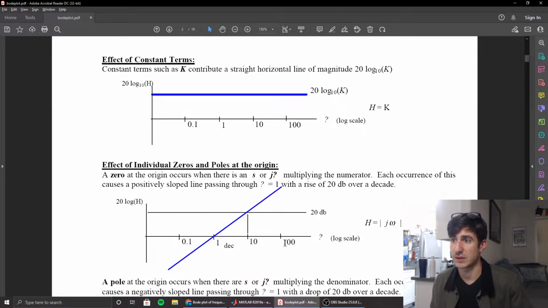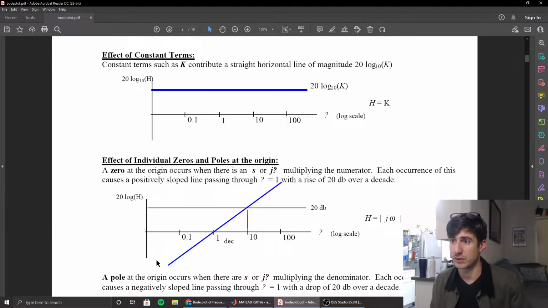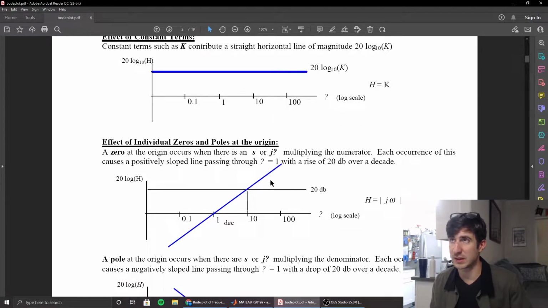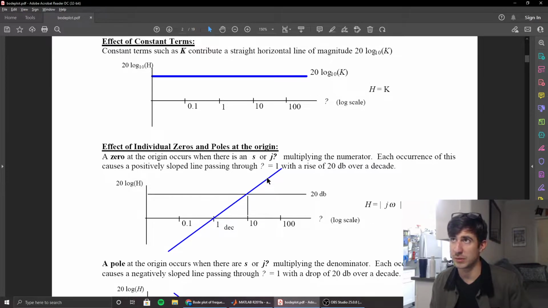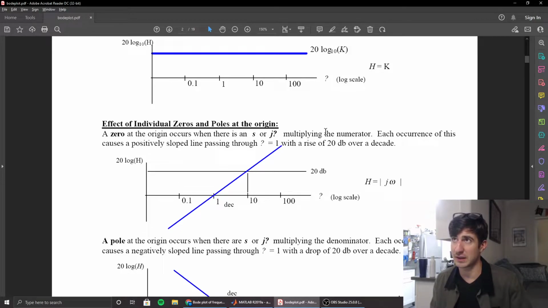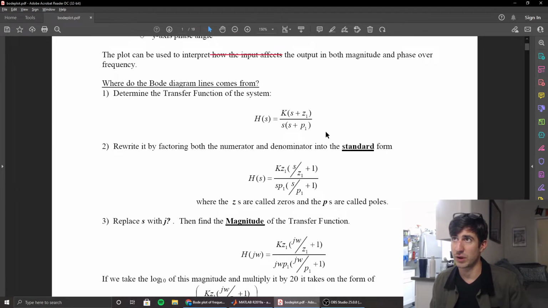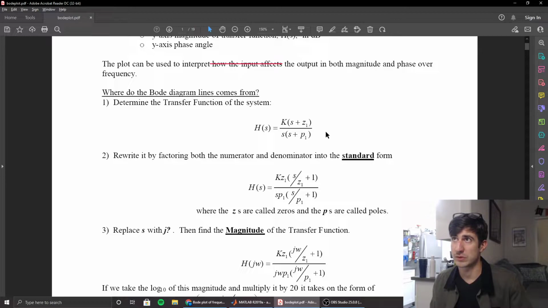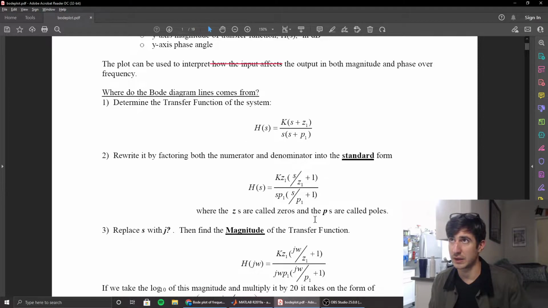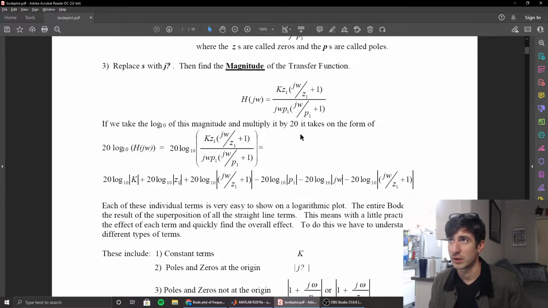Poles and zeros not at the origin. So with a zero, you're going to have a rise of 20 dB per decade. So the rule you want to remember is zeros is plus 20 dB per decade. A pole is minus 20 dB per decade. Because if you look at a transfer function, the pole is what's actually attenuating the frequency, whereas the zero is boosting it and causing more gain.